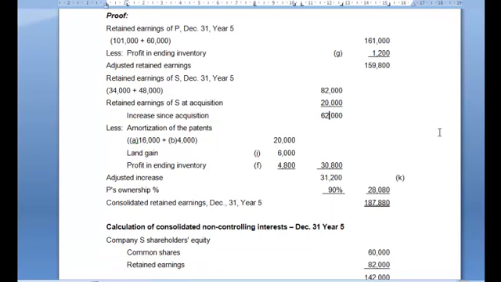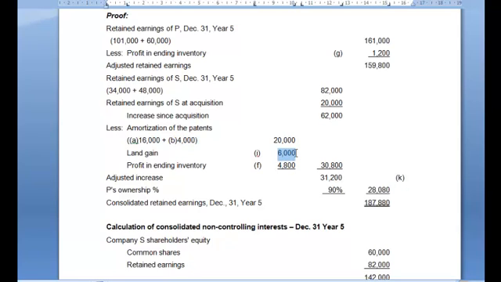Now we have to adjust the sub's retained earnings post-acquisition for what three amounts? First of all, the amortization of the patents. Remember we said earlier that's cumulative, right? Now that we're at the end of year 5, it's not only going to include the amortization of the acquisition differential related to patents for the first 4 years, years 1 to 4, it's also going to include the year 5 amount, which is 4,000, because we're at the end of year 5, and that amount would have been amortized in year 5.